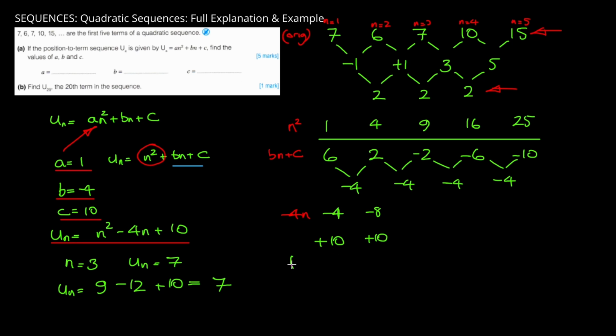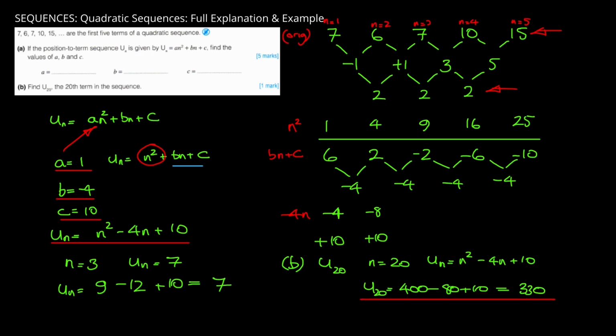So let's have a look at part B. And they're asking us to find the term u20. Well, all we need to do here is shove n is equal to 20 into our formula. So I get u20 is equal to 20 times 20 is 400, minus 4 times 20 is 80, plus 10. And that's equal to 400 minus 80 is 320, plus 10, 330 is what I make it. And that, with any luck, should be your answer.